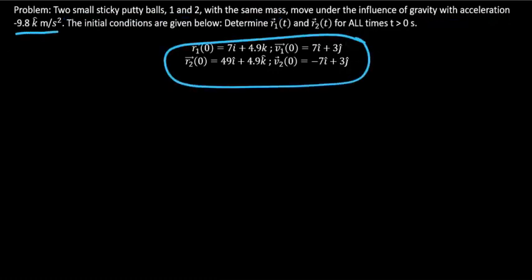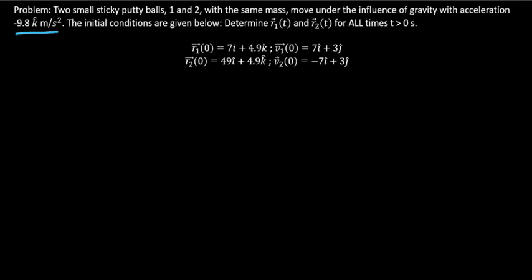These are the initial conditions, meaning for ball 1, its position vector at t equals 0 is given by that, its velocity vector at t equals 0 is given by that. For ball 2, the position vector at t equals 0 is given by that expression, and its velocity at t equals 0 is given by that expression. Determine the position vectors of ball 1 and ball 2 for all times t greater than 0 seconds. Note, at all times. So let's do ball 1.